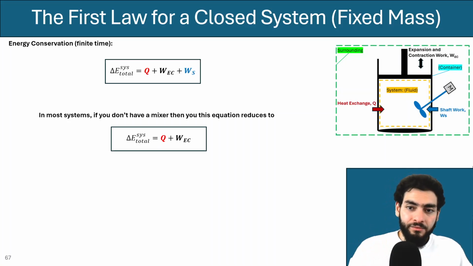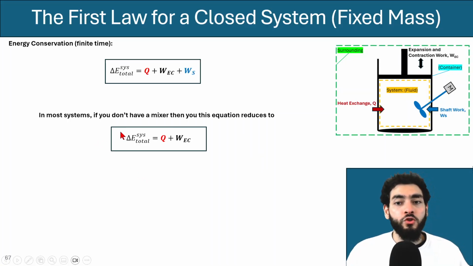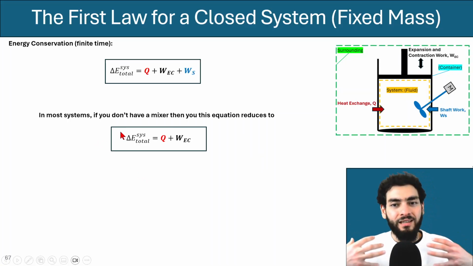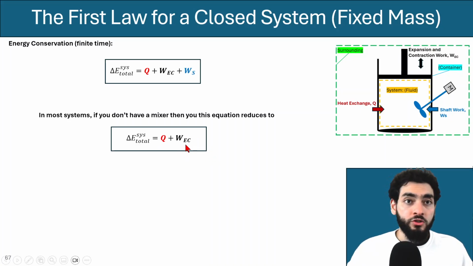Now, in most systems, if you don't have a mixer, then your equation reduces to this, which you might be familiar with because if you studied thermodynamics before, you might be very aware of this equation because it's one of the first things that students get to learn, where they say the change in the total energy of the system will be a result of any additional heat or heat that's being removed from the system, plus any expansion or contraction work of the fluid.